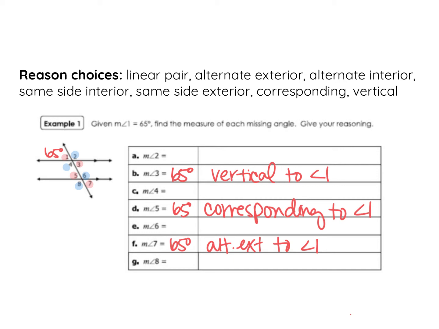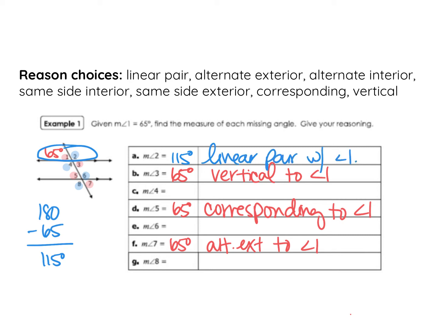So to figure out what they are, let's look at 1 and 2, which form a linear pair. We know that a linear pair has to add up to 180, right? So I can just take 180 minus 65, and that gives me 115. So that's the measure of angle 2. I'm going to say my reason is linear pair with angle 1. Okay, then from there, 2 and 4, those are vertical angles.